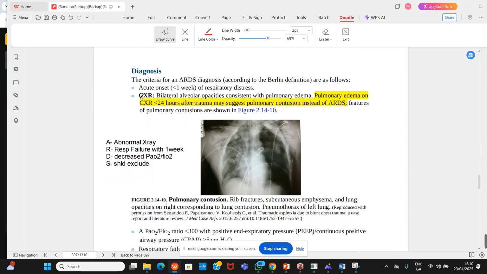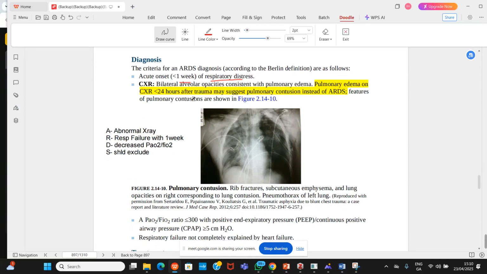So how do we make the diagnosis? The first thing is the acute nature. All these features are going to happen within 1 week of the respiratory insult. So within 1 week, they're having all these things. Now, on the chest X-ray, we are going to be seeing bilateral alveolar opacity, which is consistent with pulmonary edema. Don't forget bilateral alveolar opacity.